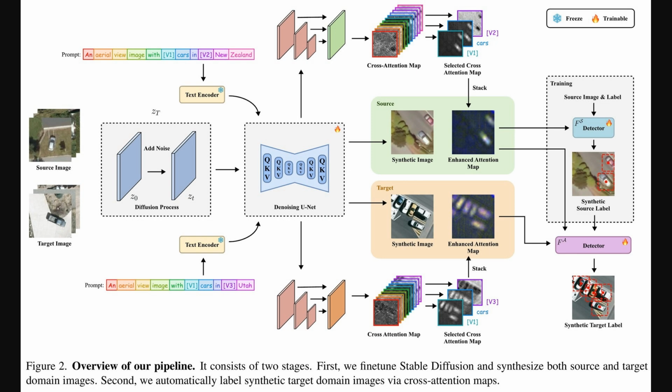Building on that idea, this diagram really shows the nuts and bolts of the process. Okay, so on the left, you see the input, real aerial images from a source, say New Zealand, and a target, like Utah. These are fed into a denoising U-net, which is the core engine of the diffusion model. It learns to create new images by removing noise, guided by specific text prompts. The real magic, though, happens with the cross-attention maps. These maps show where the model focuses to generate the cars from the prompt, effectively highlighting them for automatic labeling.